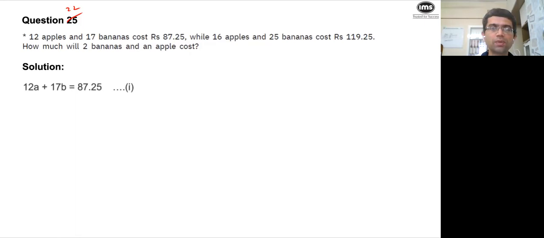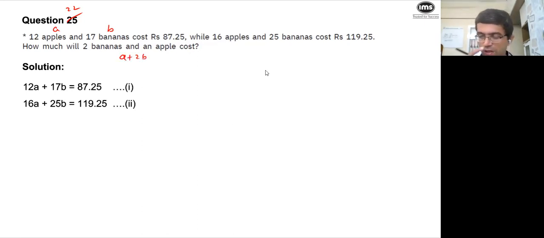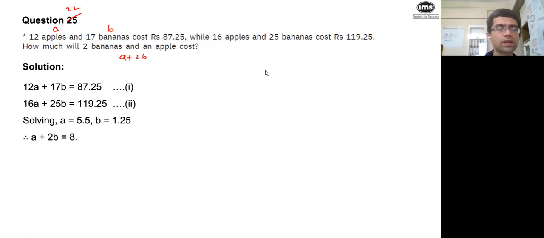12 apples, 17 bananas. First equation, apple stands for A, banana stands for B. Second equation will be 16A plus 25B. What do you need? You need A plus 2B. Correct? What happens? If I solve them, I get A is equal to 5.5, B is equal to 1.26, and I get A plus 2B is equal to 8.